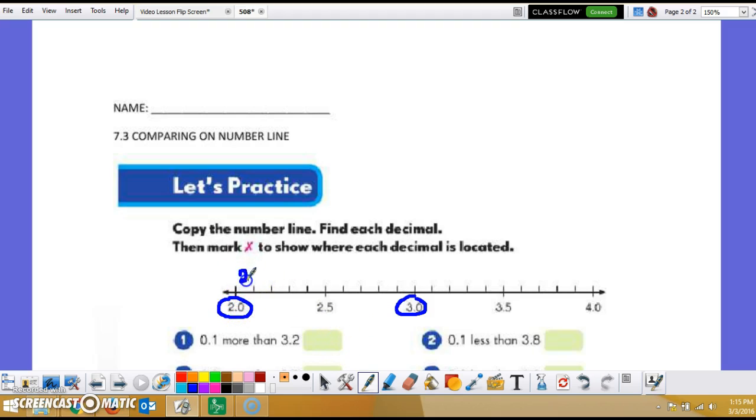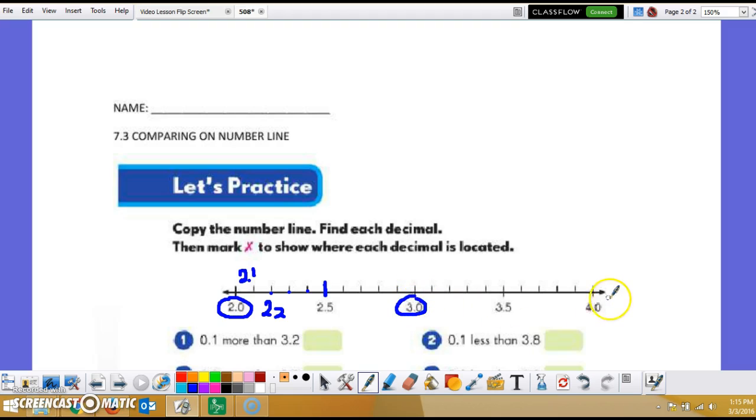Which means in this case, all you have to do is say, well, if this is 2, then this is 2 and 1/10. And the bottom is 2 and 2/10, just by counting the sticks. 2 and 2/10, 2 and 3/10, 2 and 4/10, and that's how they came up with 2 and 5/10. Well, question 1 wants to know, what is 1/10 more than 3 and 2/10?